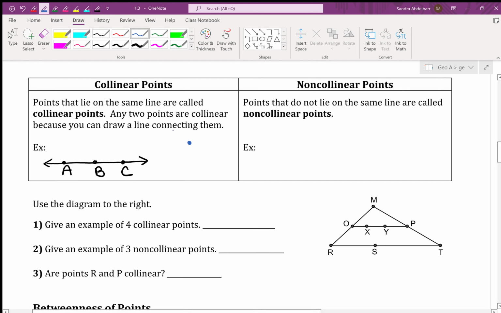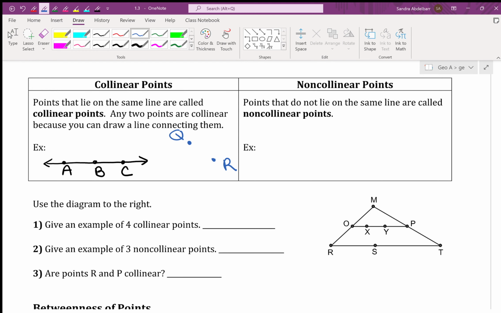Now, something interesting here. Here's point Q and here's point R. Technically speaking, right now, is there a line between Q and R? No, there's no line between Q and R. But it only takes 2 points to determine a line or a segment.